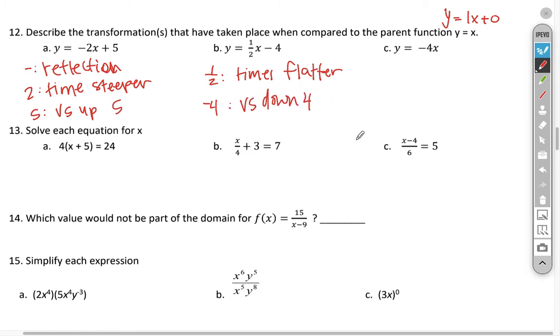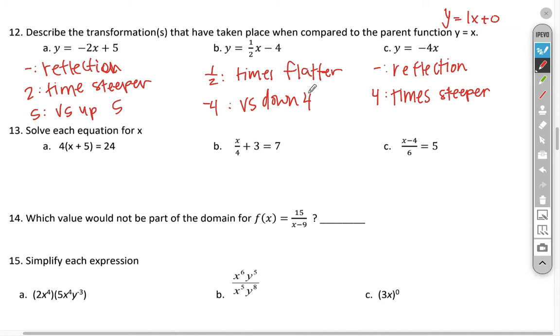All right, for C, we have y equals -4x. Notice our slope changed in sign, so that negative means we have a reflection. But then we went from 1 to 4. 4 is bigger than 1, so this is going to be 4 times steeper. And then our initial value didn't change. We went from 0 to 0, so it stays, so no vertical shifts.